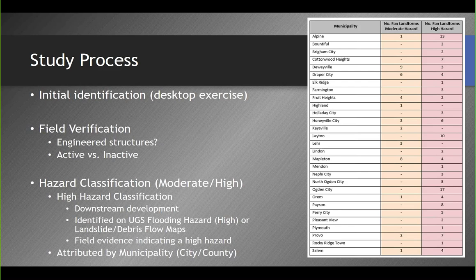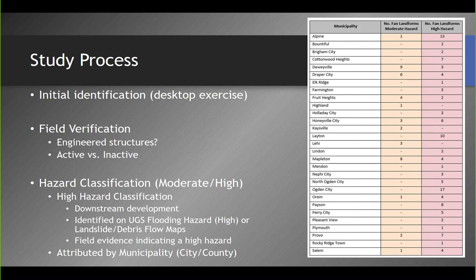And then we finally included attributes for the municipality within each hazard. So if it was a city, an incorporated city, we would make sure that was included. And then if it was unincorporated county, we made sure that was included.